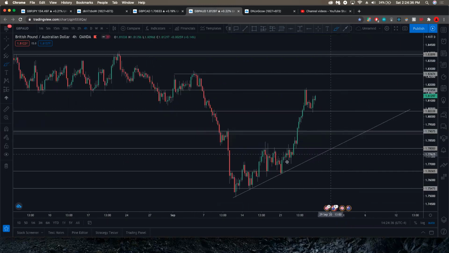That's GBP/AUD. We called these buys here, right at 1.7800. Retest of it in London, and it went up like 300 pips, 400 pips after.